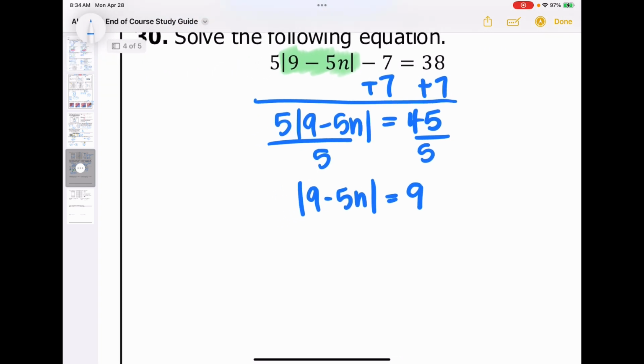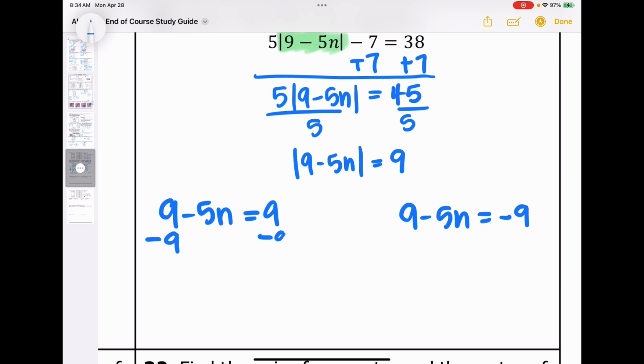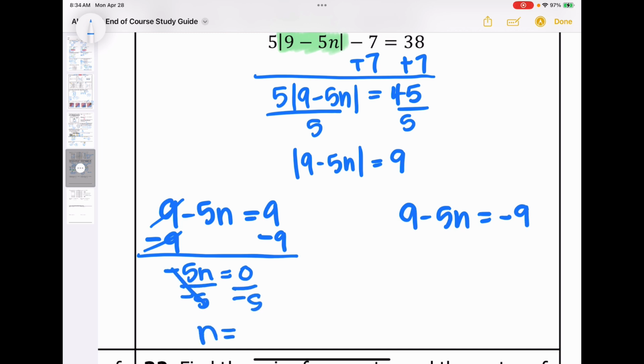Since my absolute value is isolated, I'm going to break this up into two different equations. And I'm going to set it equal to 9 and negative 9. And now I'm going to solve for n. So I'm going to subtract 9 on both sides. So that gives me 0. Then I'm going to divide by negative 5, which is going to give me 0.